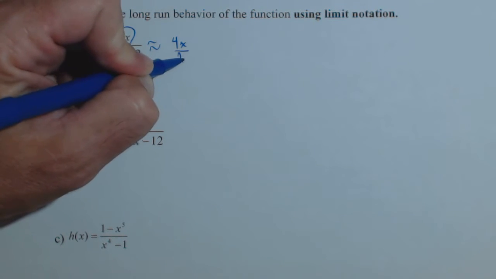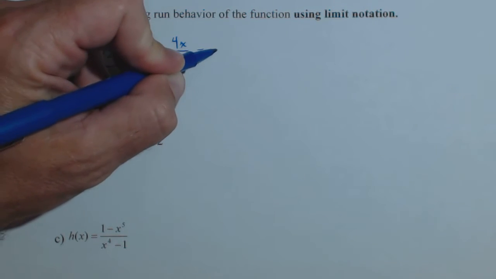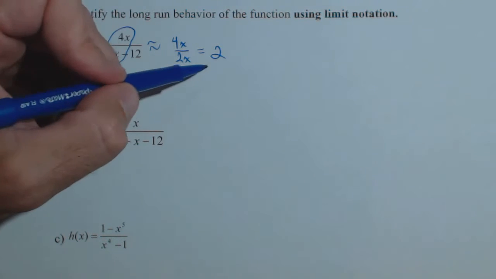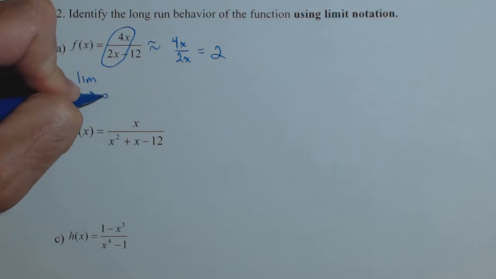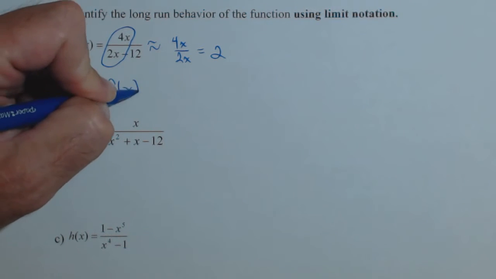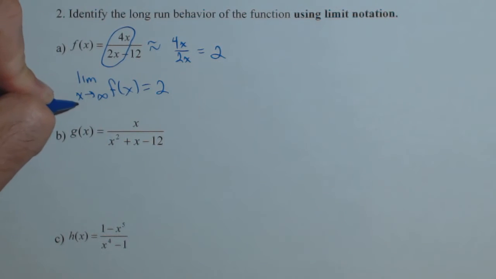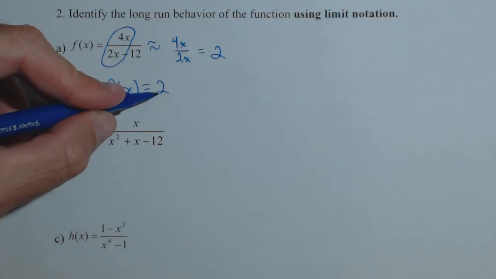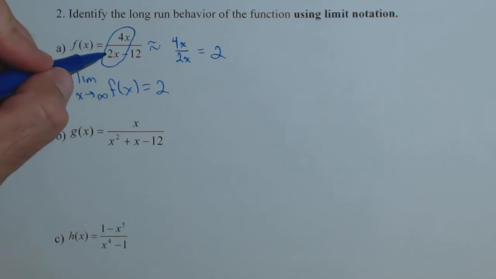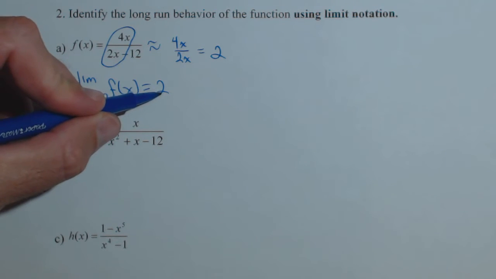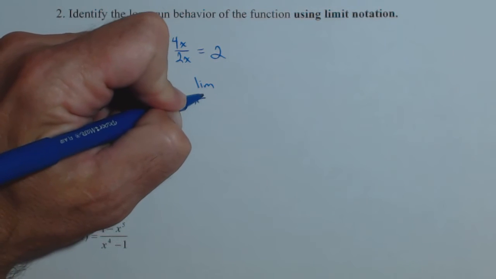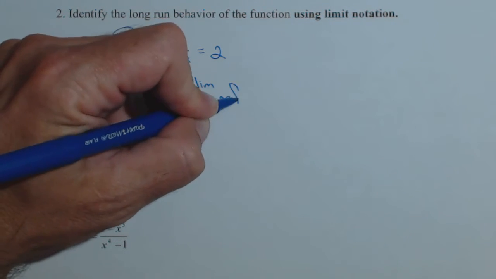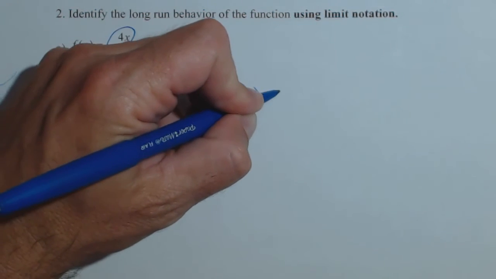So 4x over 2x. That reduces all the way down to 2, which means we have a horizontal asymptote at 2 for a rational function. That means both ends are going to go to 2, which means the limit as x approaches infinity of f of x equals 2, because as x gets really large positive values, the outputs will get closer and closer to 2. And the other end is when we go to negative infinity of f of x, that is also going to be 2.